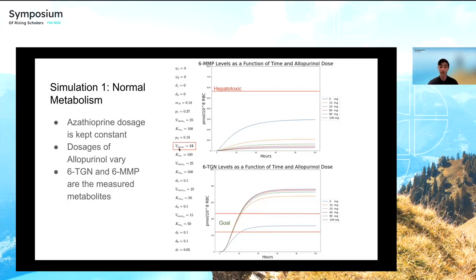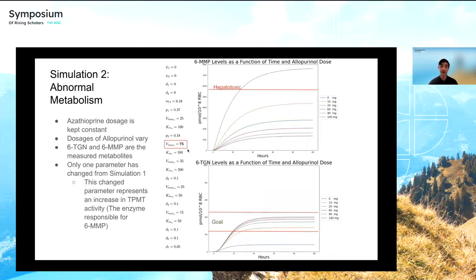All right, so remember that Vmax-T equals 15 term? Well, we multiplied it by 5. And this corresponds to a shift in the metabolism from a normal metabolism to an abnormal metabolism. And now everything else is the same. But now when we look at the 0 milligrams of allopurinol curve, we notice that it is in the hepatotoxic range. And we also know that looking at 6-TGN, it is well below the therapeutic range.